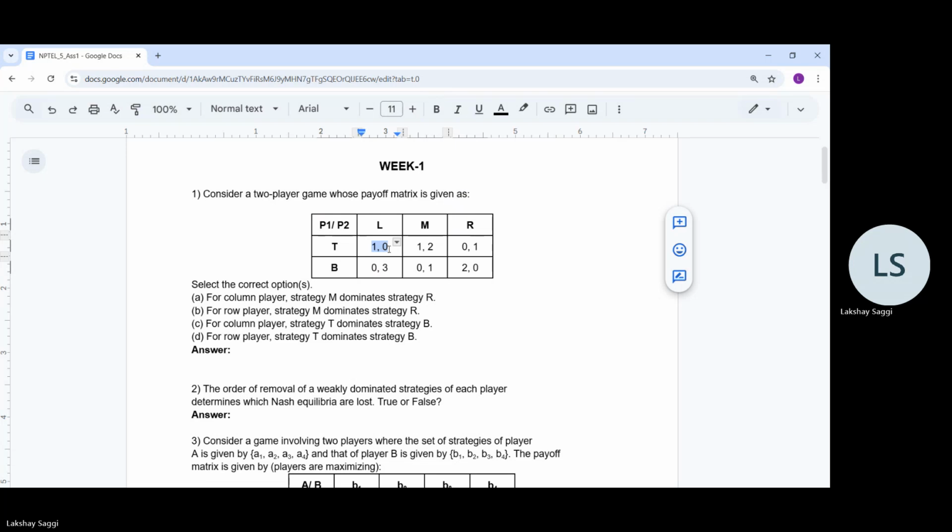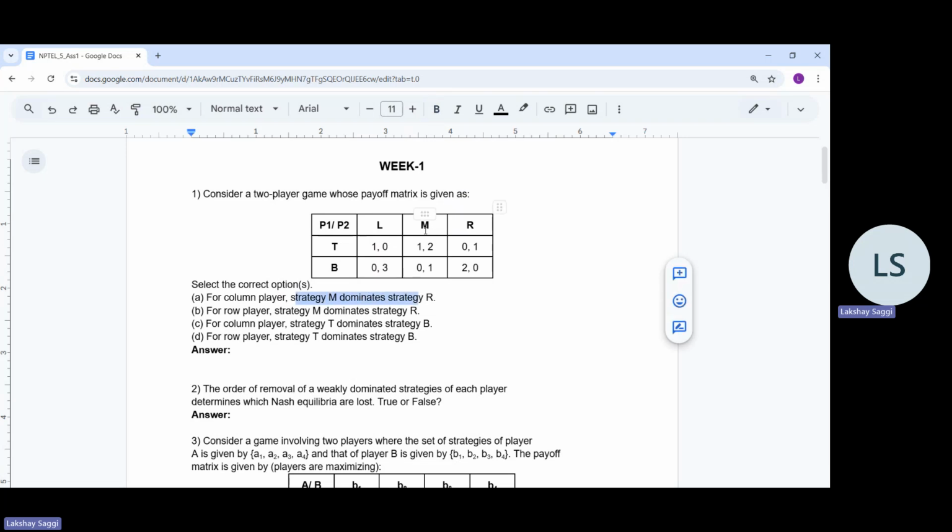So the problem states that we have to select the correct options out of the following. This problem just asks about dominating strategies. Option A is: for the column player, strategy M dominates strategy R. So for the column player, these are the two strategies M and R, and the option is asking whether strategy M dominates strategy R.